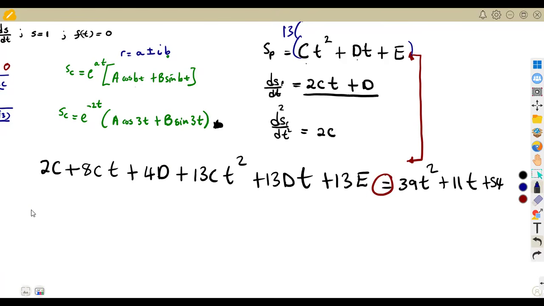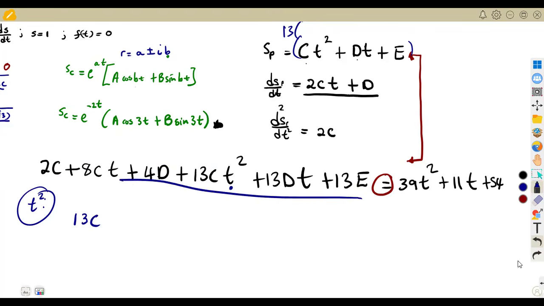Let us start with t squared, the coefficient of t squared, just like we had in partial fractions. So equating the coefficients of t squared, from the left-hand side, the coefficient of t squared is the number that is affecting t squared, which is 13c. Do we still have any t squared? That is the only t squared. It must be equal to the coefficient of t squared on the right-hand side, which is 39. So 13c is equal to 39.